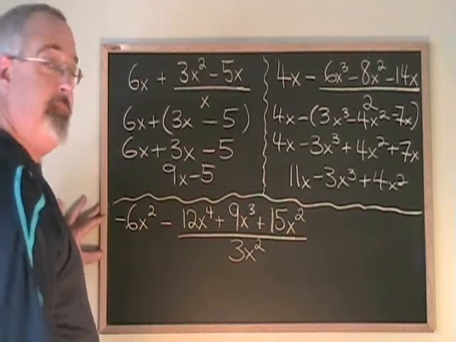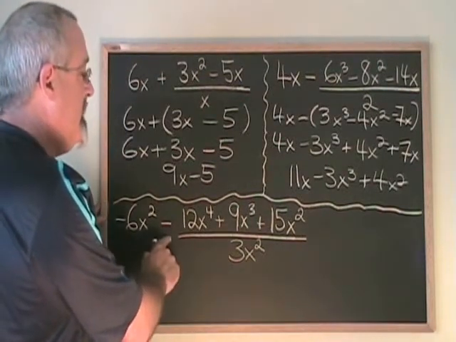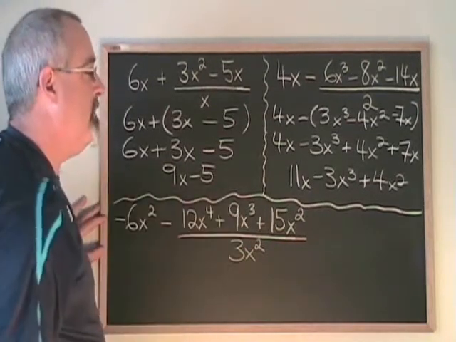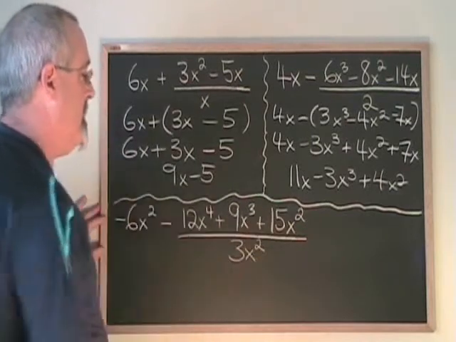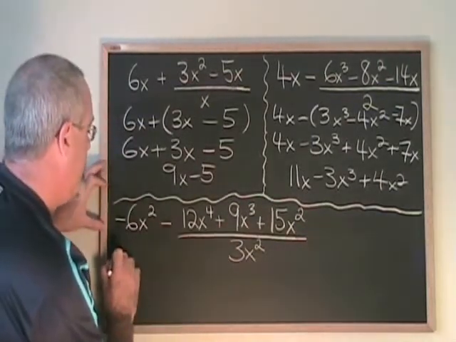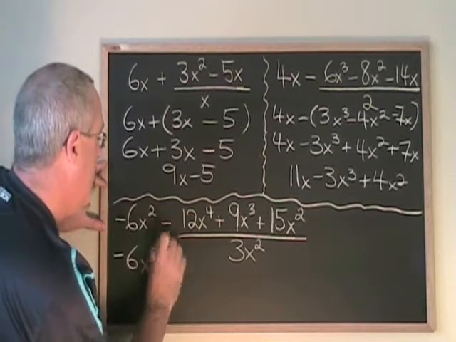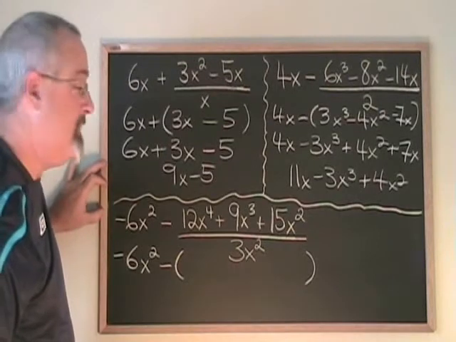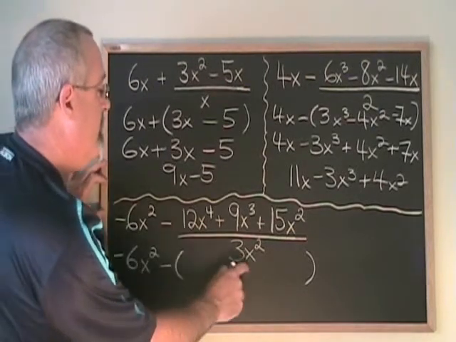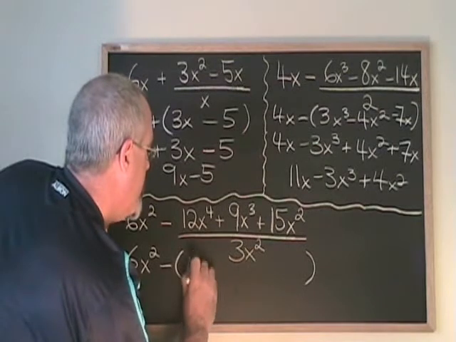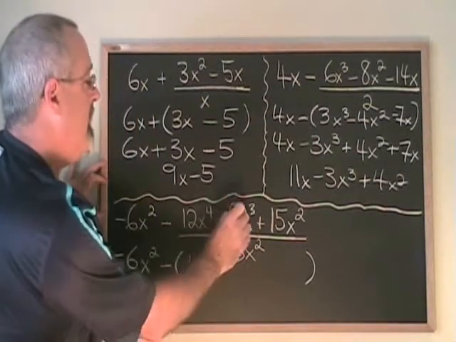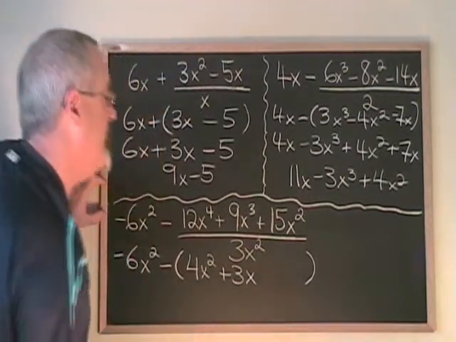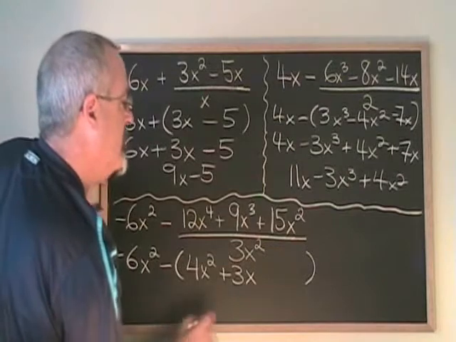In this example, I have negative 6x squared minus a giant fraction, which is 12x to the 4 plus 9x cubed plus 15x squared, all being divided by 3x squared. I'll write my minus 6x squared and this minus sign, and then put a big bracket big enough to contain the answer to the division. 12x to the 4 divided by 3x squared is equal to 4x squared. 9x cubed divided by 3x squared is equal to 3x. 15x squared divided by 3x squared is equal to 5.